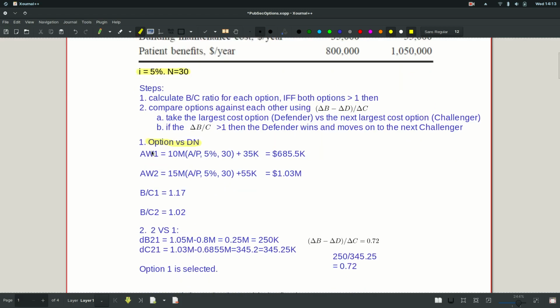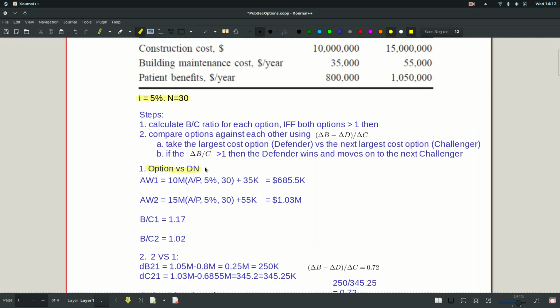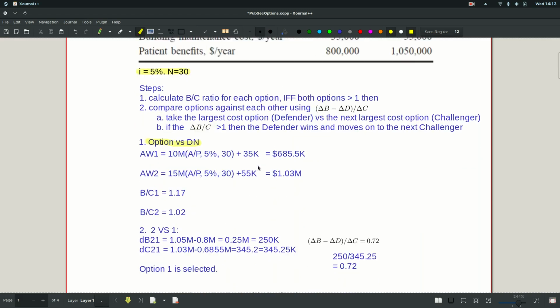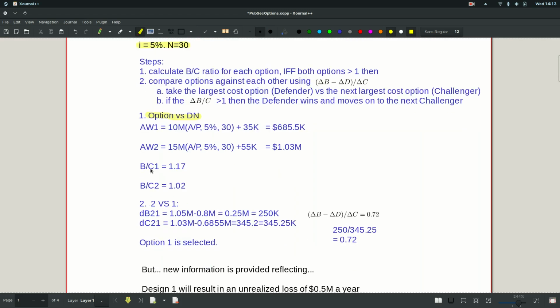This assumes that you also know how to convert everything. So in this case, we chose to do it in annual worth. So we're converting the annual worth of the costs. So here's the cost, here's the building maintenance cost, and then we calculate the BC ratio, which is the standard, not the modified. And if you don't know what I'm talking about, definitely watch video 1. So then we go through and we find the ratio for the first option is greater than 1, and the ratio for the second option is greater than 1. So both of these are viable options.